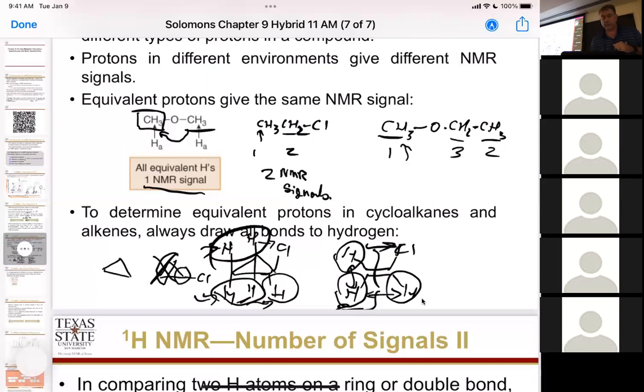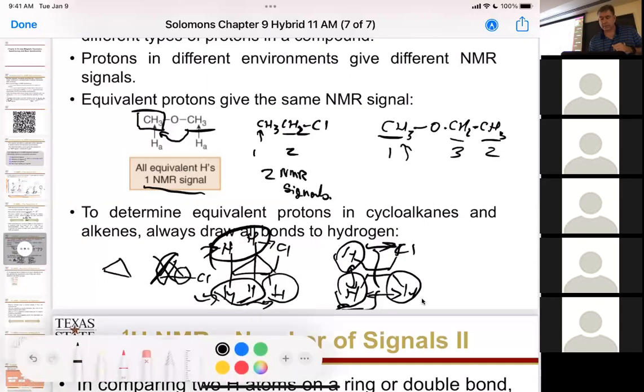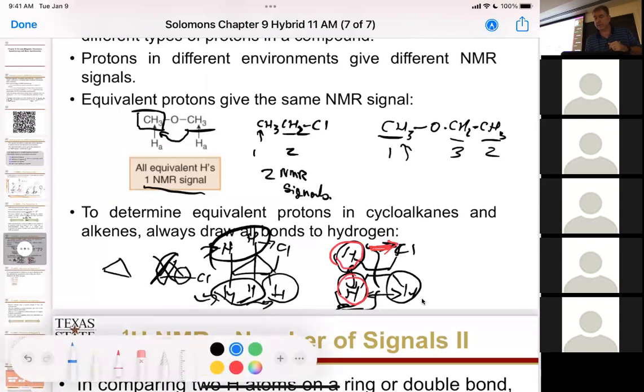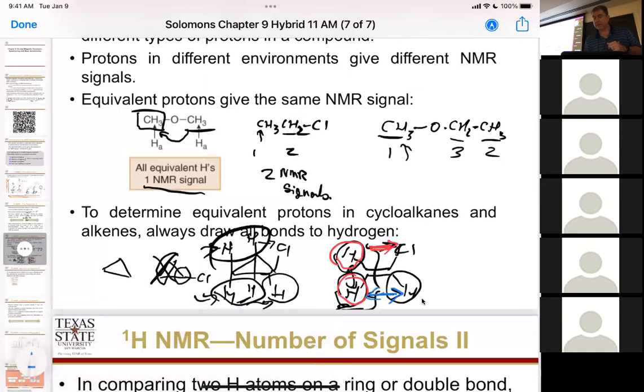So this one is different than this one because of the chlorine. And this one is different than this one because this is bonded to one with the chlorine. And these 2 are different because this one has the chlorine and this one doesn't have the chlorine. So we have 3 different signals. So looking for those equivalent hydrogens is very important. And in the homework, there's a whole list of like 10 of them there to help you get that down.